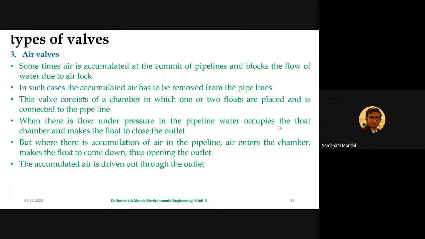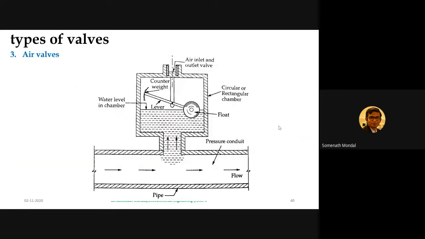This valve consists of a chamber in which one or two floats are placed and is connected to the pipeline. You can see here we have the floats, that is what I just mentioned. One or two floats will be kept in the water, and the floats will be connected to a pipe. Now, when there is flow under pressure in the pipeline, water occupies the float chamber and makes the float close the outlet.